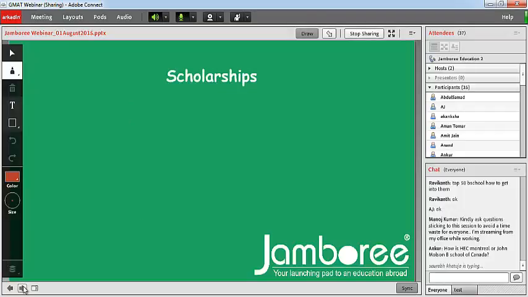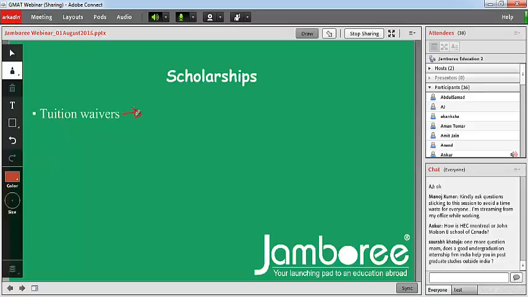Okay, scholarships. Scholarships come in different types and different forms. The most common is the tuition waiver, and this is given along with the admission offer. So if the admission offer is given to you, in that admission offer itself, they will tell you what kind of tuition waivers they are giving you. It can be 5%, 10%, 20%, as much as 50% also, right? Actually we have seen some colleges which give up to 100% tuition waivers. So tuition waivers are the most common type of financial assistance given by universities.